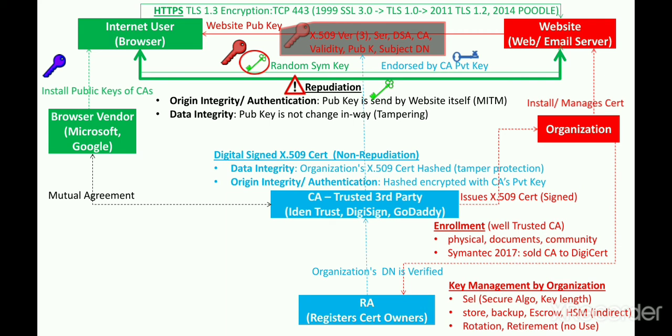So you can back up this private key, or you can use key escrow services, where a third party manages your key, and in case it gets corrupted, you can get your key from these key escrow services. Moreover, a hardware security module may be used to store these keys, because it stores them in encrypted form and avoids direct interaction with the user. Moreover, there should be key rotation mechanisms, and also retirement of the keys in case they are no longer used.